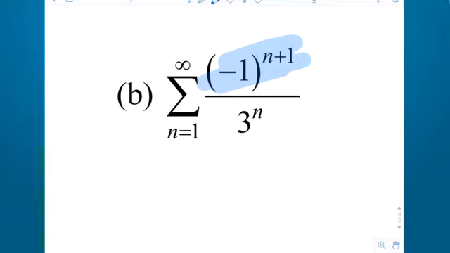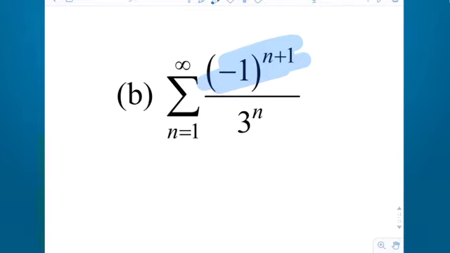Does 1 over 3 to the n go to 0? Very rapidly, right? Do the terms get smaller monotonically? 1 over 3 squared, 1 over 3 to the cube? Yeah, they do. So this one converges by the alternating series test, which means it is at least conditionally convergent, yes? Now let's test for absolute convergence.